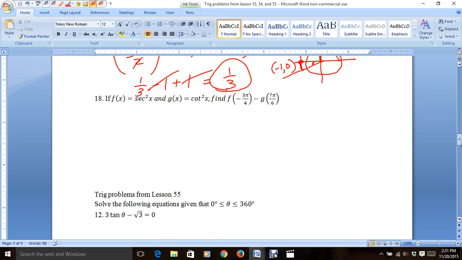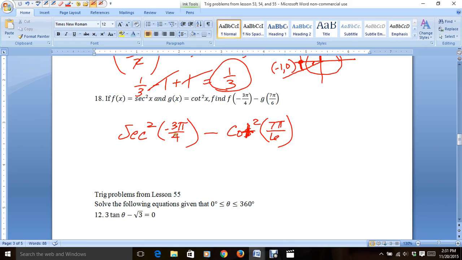All right, here we have f of x is secant squared x, and g of x is cotangent squared x. So we're going to find f of -3 pi over 4 and g of 7 pi over 6. So f of -3 pi over 4 is secant squared -3 pi over 4. And then we're subtracting g of 7 pi over 6. So that is cotangent squared 7 pi over 6.